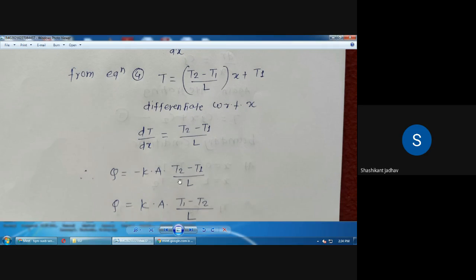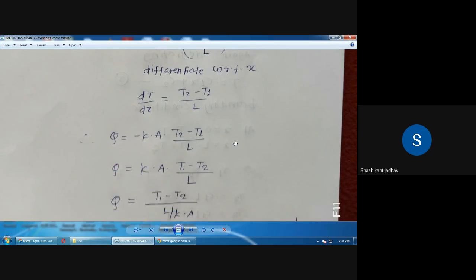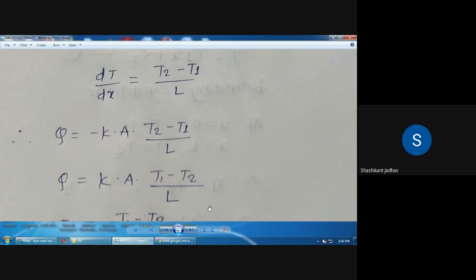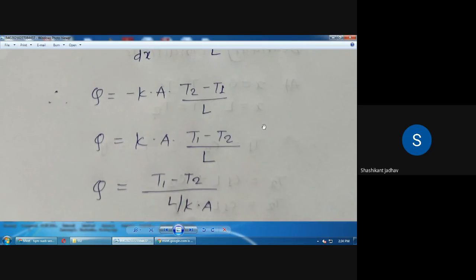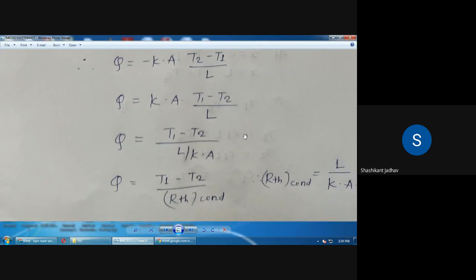So you have to interchange the terms. T2 minus T1, we have to take as T1 minus T2. Because of that, this negative sign will be cancelled. So Q is equal to what? Q is equal to K into A into T1 minus T2 divided by L. So this is the final equation for the rate of heat transfer through the plane wall.